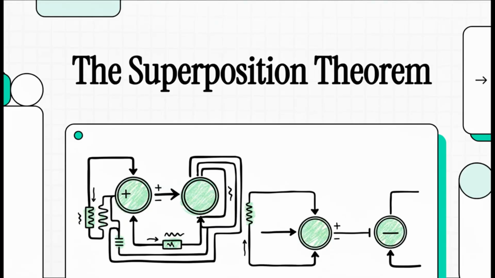Hello and welcome. Today, we're diving into a really powerful tool for analyzing electrical circuits. Sometimes you run into these circuits that have multiple power sources all working at the same time. And it can get, well, complicated. But it turns out there's a super elegant trick to simplify these problems, and it's called the superposition theorem.